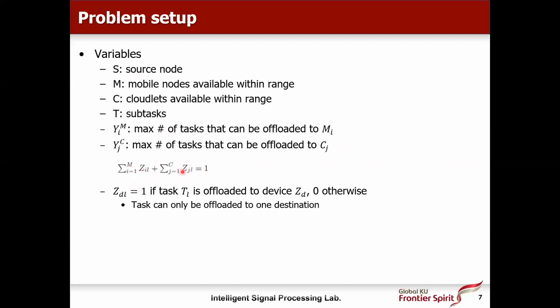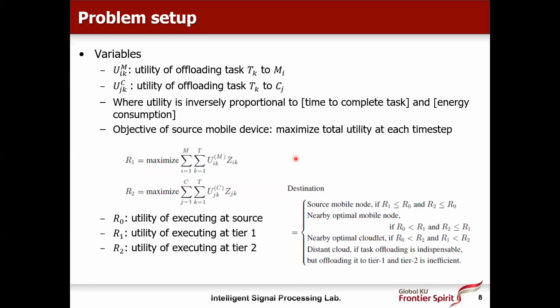And then this formula here indicates that Z is a binary variable. It can only be 1 or 0. It's 1 if that device J has been chosen to offload the task T. So if it's been chosen, it's 1, and if it hasn't been chosen, it's 0. And you can only choose 1 out of all the different devices for each task. That's why the sum has to add up to 1.